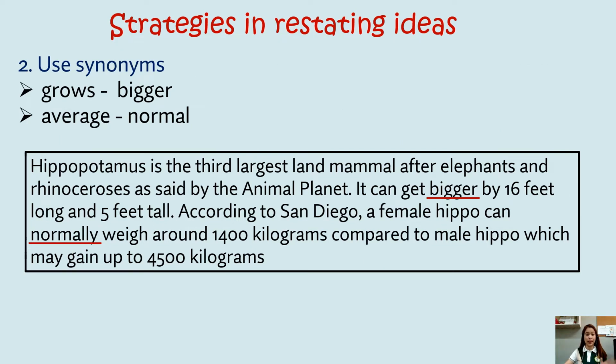Another strategy that can help us to restate ideas is using synonyms. Remember, synonyms are words or phrases with the same meaning. For example, grows, bigger, average, normal. You look at this example. In the restated passage, observe the use of synonyms. You can also use a thesaurus as your reference in finding synonyms of a word. However, don't overdo it, alright? The use of some of the same words as the original text is still acceptable.